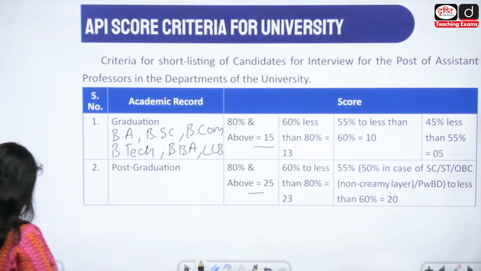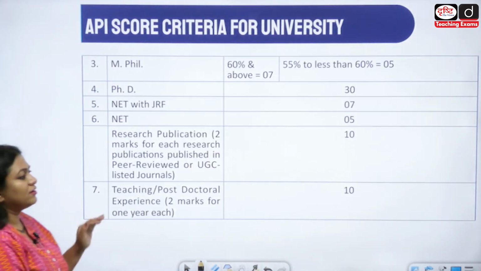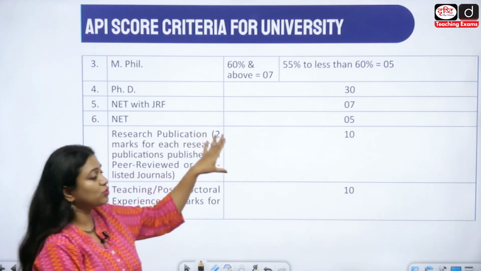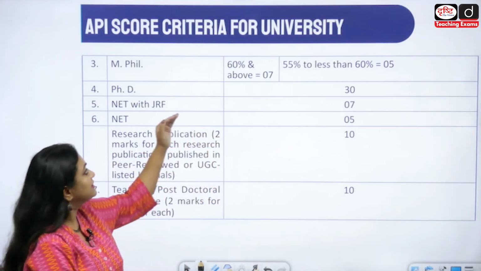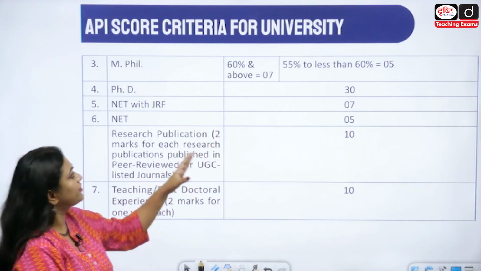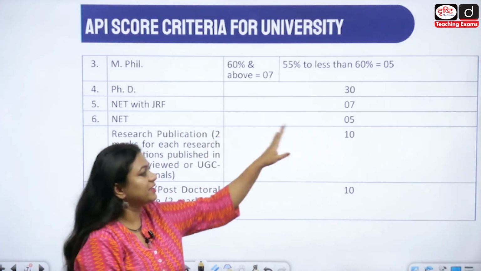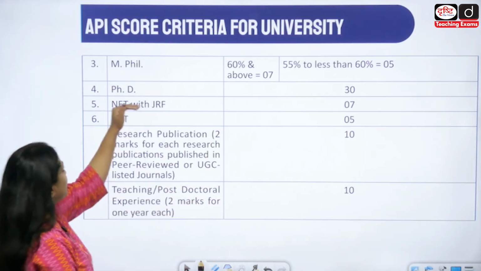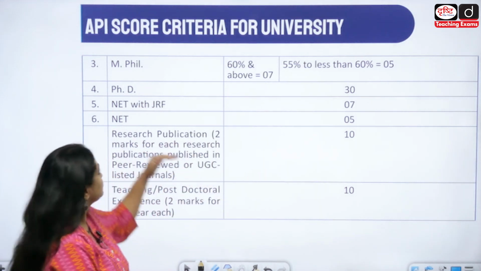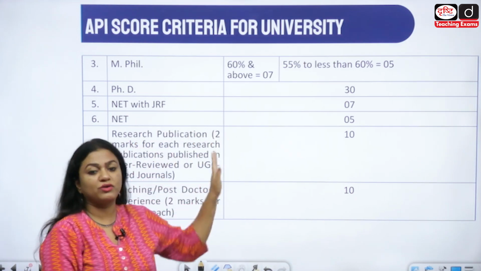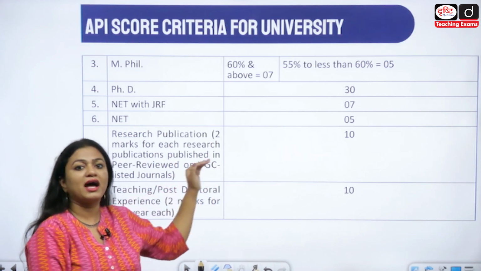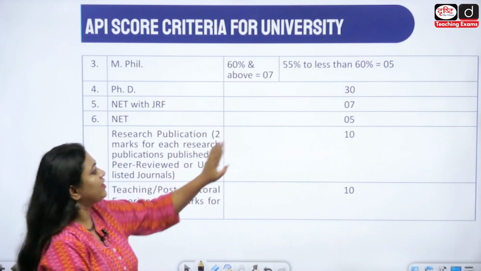Moving further, the third parameter, M.Phil. For those who have done M.Phil, if the score in M.Phil is above 60%, they will get 7 marks. If the score is between 55 to 60%, they will get 5 marks. Next parameter, that is Ph.D. If you are done with your Ph.D, 30 marks. NET with JRF, those who have cracked UGC NET with JRF, will get 7 points. Those who have only NET will get 5 marks.